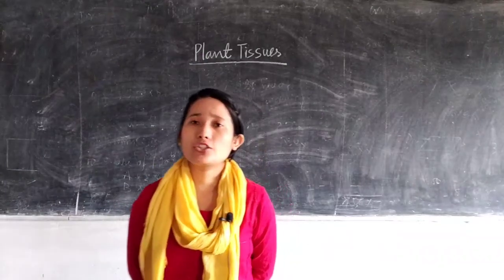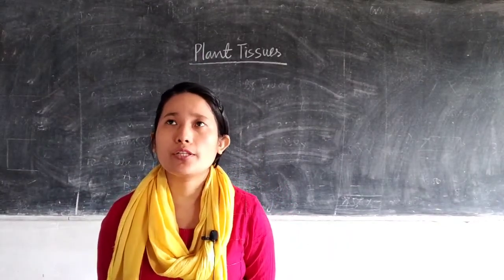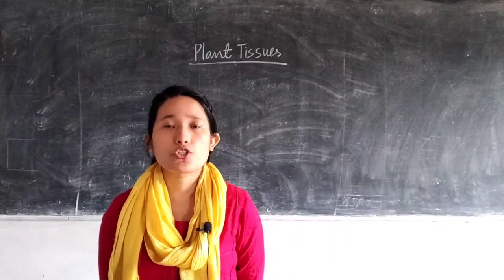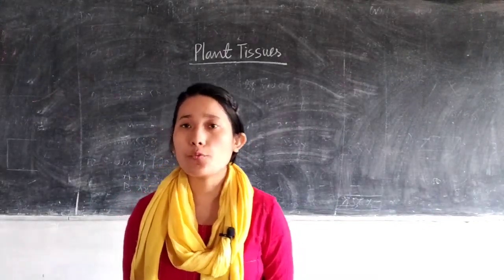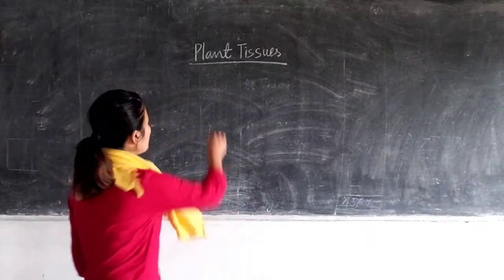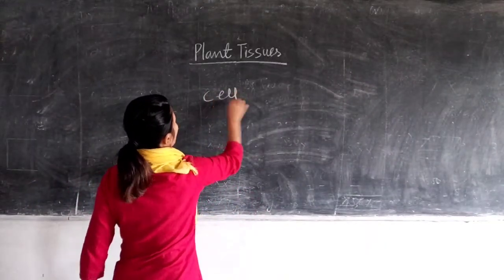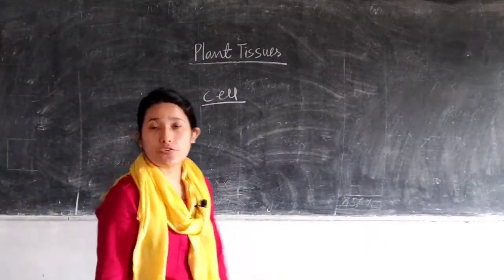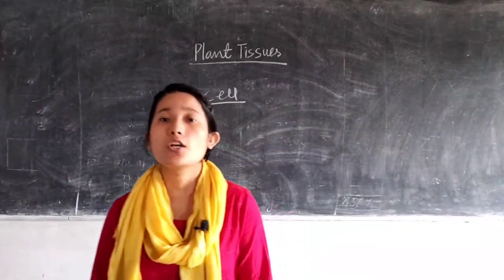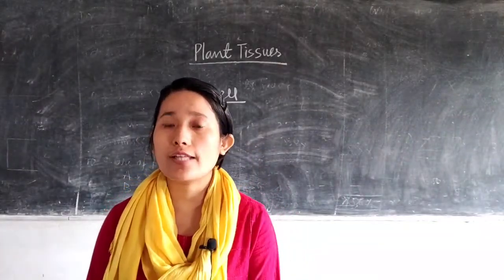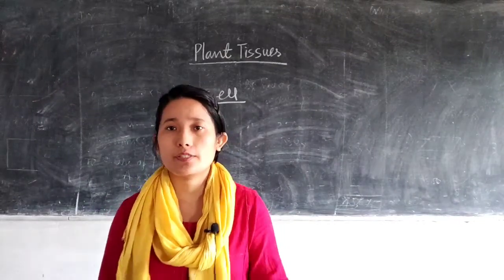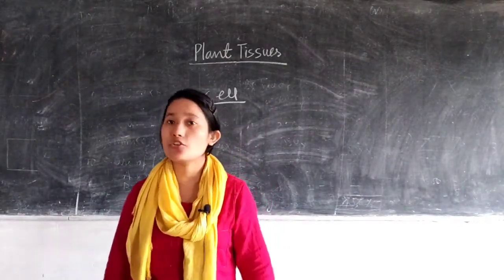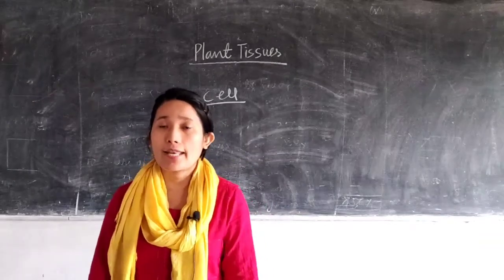Can you name the smallest unit which makes up a living organism? Will you be able to name that? I hope you can, right? What is it? It's the cell. So the cell is the basic unit of any living organism, and all the structure and functional activity that is carried out within a living organism is eventually because of the cell.